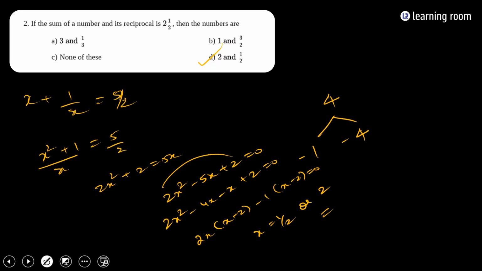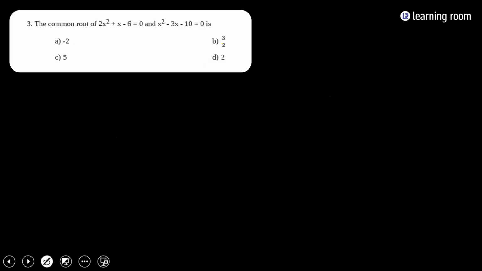Shall I proceed? Anyone still copying it? The common root of 2x square plus x minus 6 and x square minus 3x minus 10 is, means factorize them and find the common root.